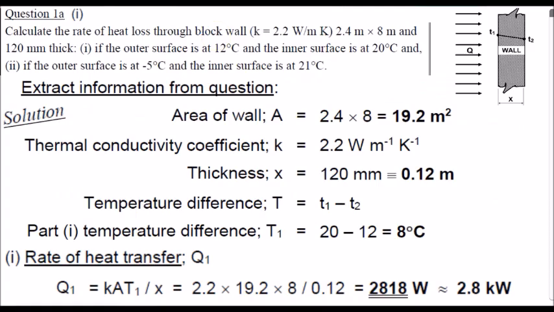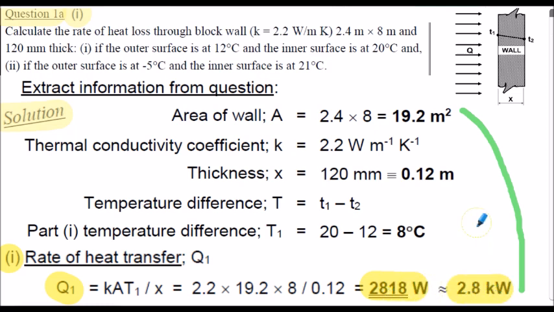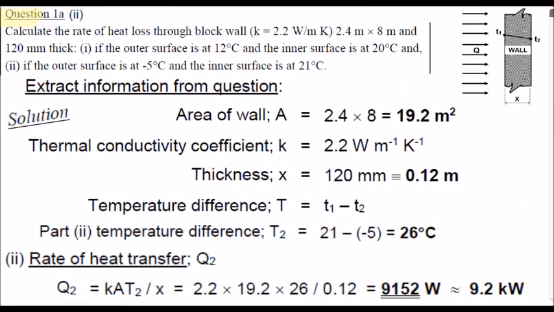So here's question 1a, this is part 1, solution. I'm going to let you review the solution at your own pace. For part 1, the value of Q is 2,118 watts or 2.8 kilowatts to 1 decimal place. And here's question 1a, part 2. Again, I'm going to let you review the solution at your own pace.